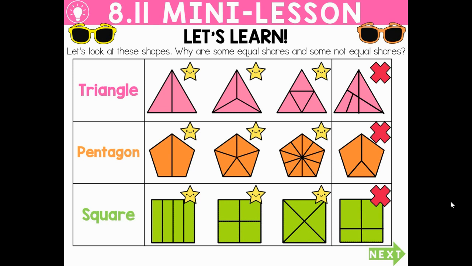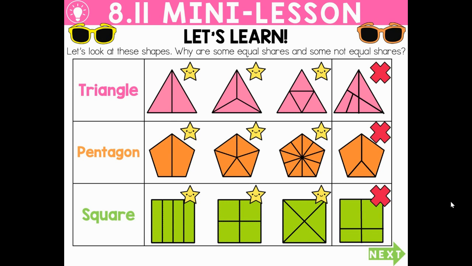A triangle can be split into 2 equal parts, 3 equal parts, 4 equal parts. But if you look at that last triangle, those pieces are not equal. They don't look the same. They are not identical. A pentagon can be split into 2 equal parts, 5 equal parts, or even more.